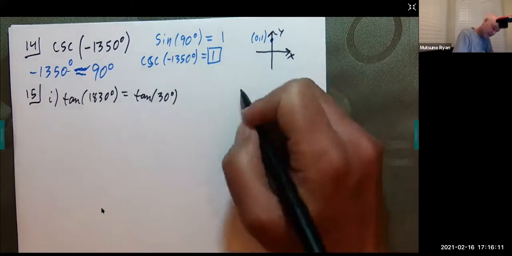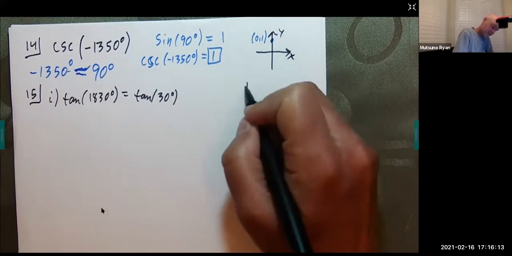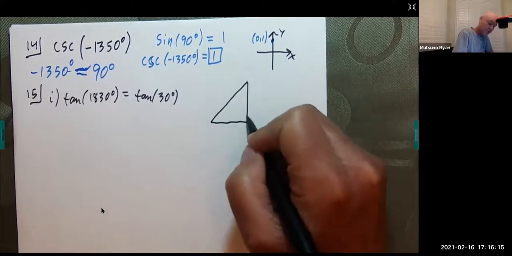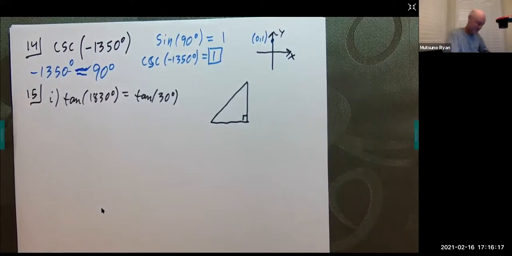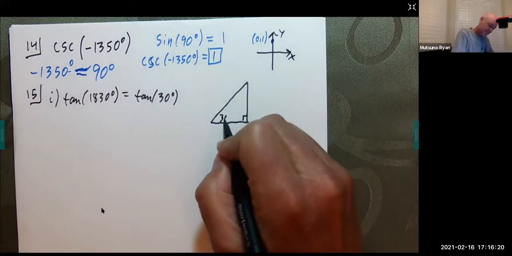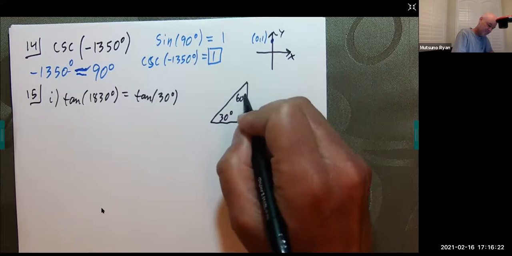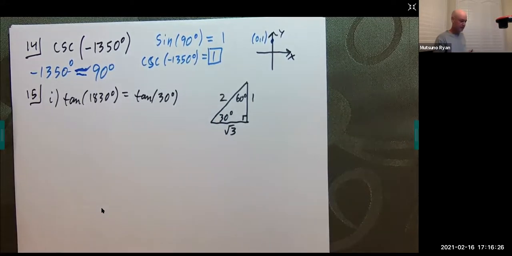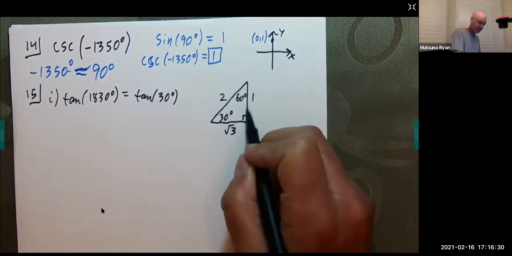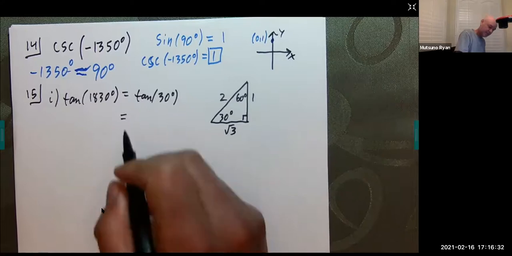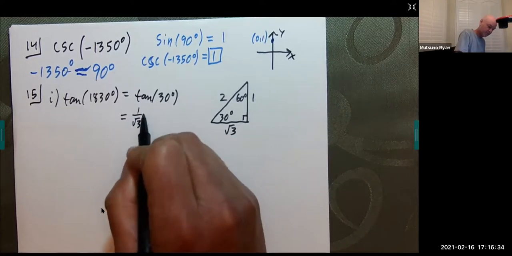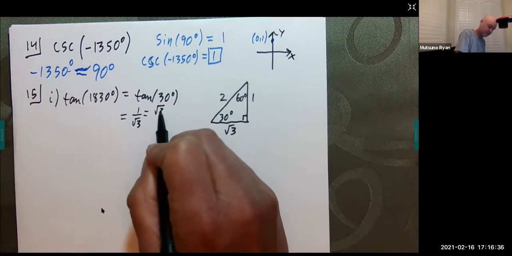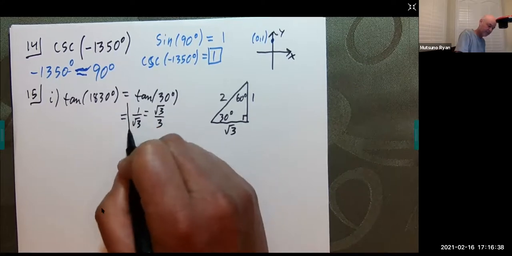And I can draw my 30, 60, 90 triangle very nicely. Notice we're in quadrant 1, so we don't have to worry about the signs. Everything's positive. All right, so the tangent of 30 is going to be the opposite over the adjacent, 1 over root 3, or if we rationalize that, that's root 3 over 3. Either answer should work.